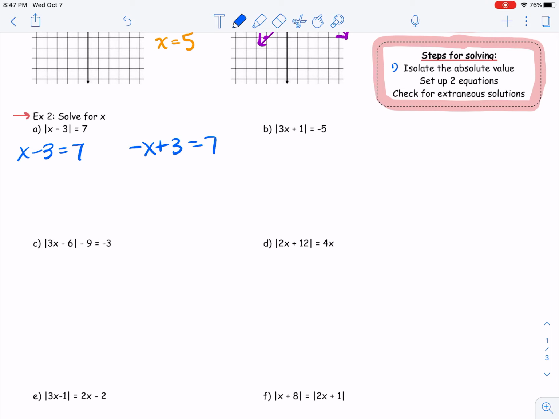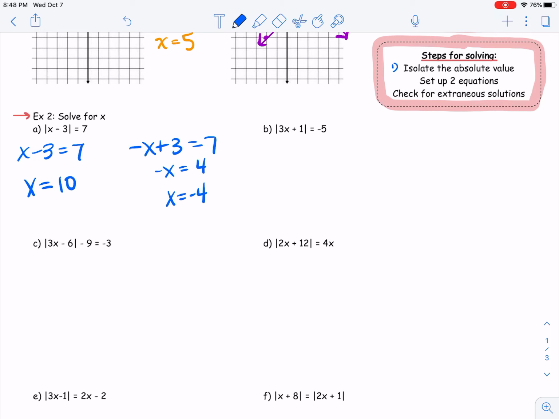And so now I just solve. So over here on the left-hand side, I would get x equaling 10. And then over here on the right-hand side, I get negative x equaling 4. So that means x is equal to -4. So it's looking like I have two answers. But the third step says check for extraneous solutions.